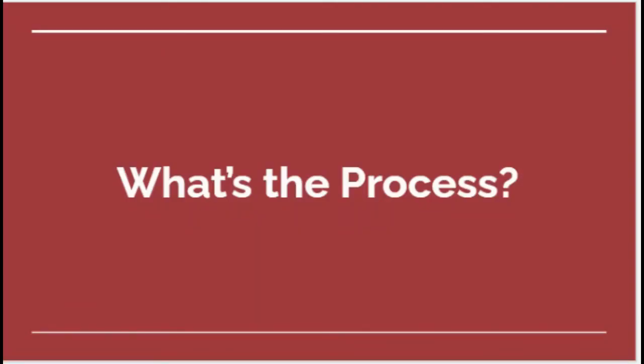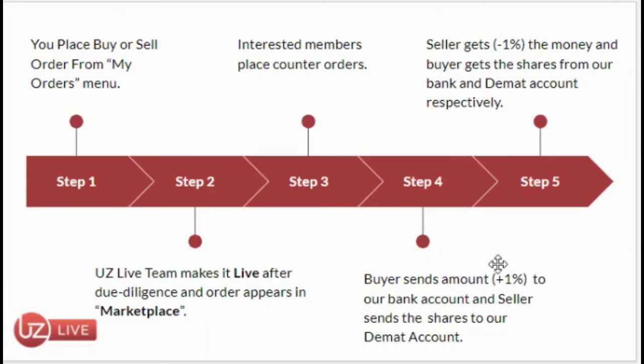Now, what is the process? We have explained how one can place a buy order and how one can place a sell order. Now, how is buying and selling happening? This is a 5-step process. In the first step, you place a buy or sell order from the My Order menu. Step 2, the unlistedzone.live team makes it live after due diligence and the order appears in the marketplace. We have already explained that second step.